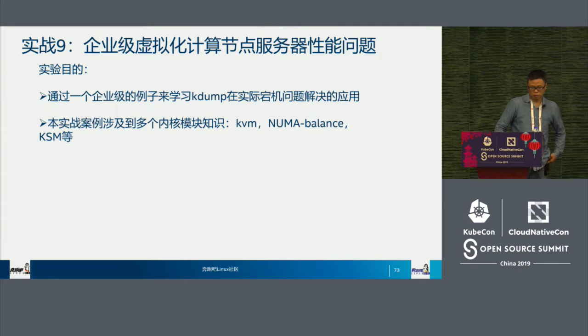And now let's invite Gavin, an expert on kernel, and he will talk about a corporate level deadlock issue and how to solve it. Welcome.